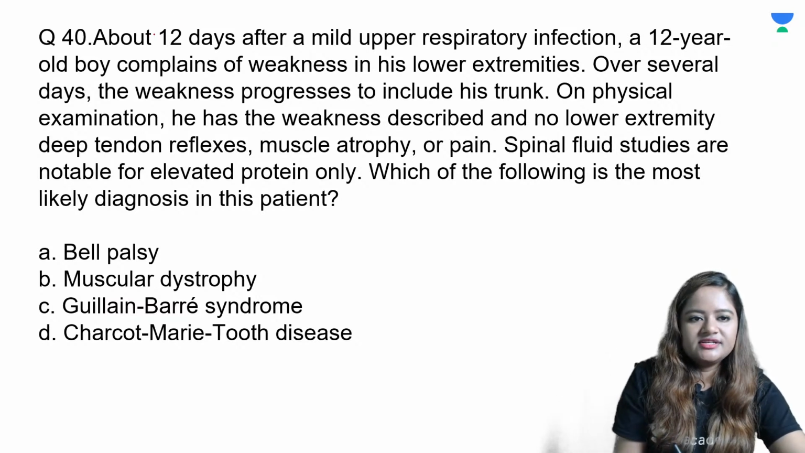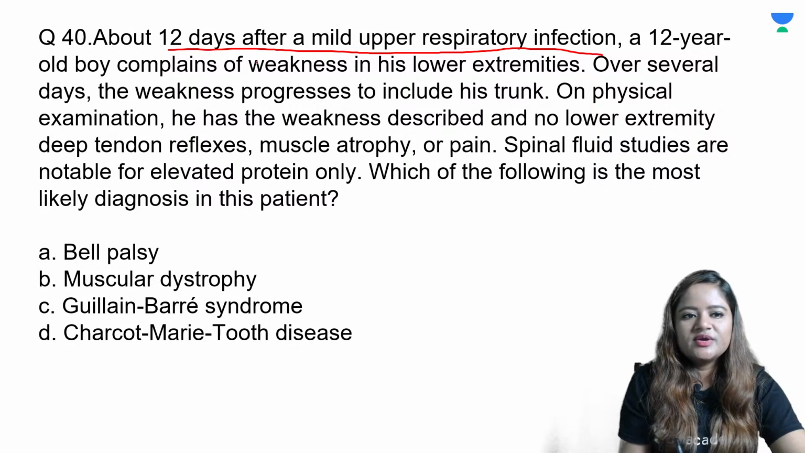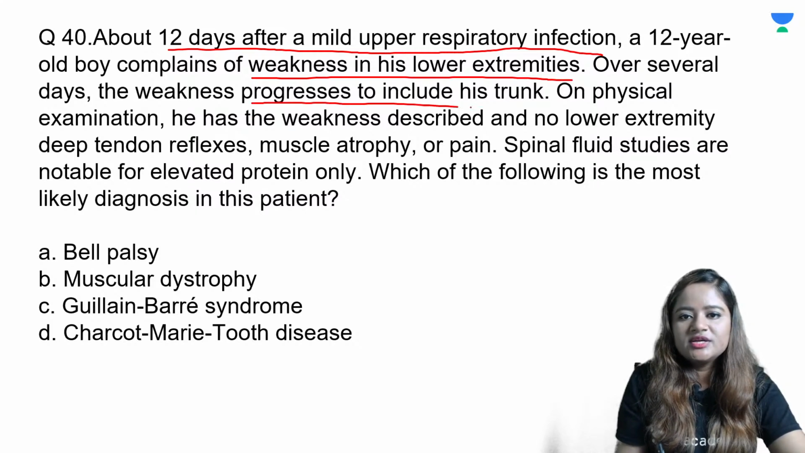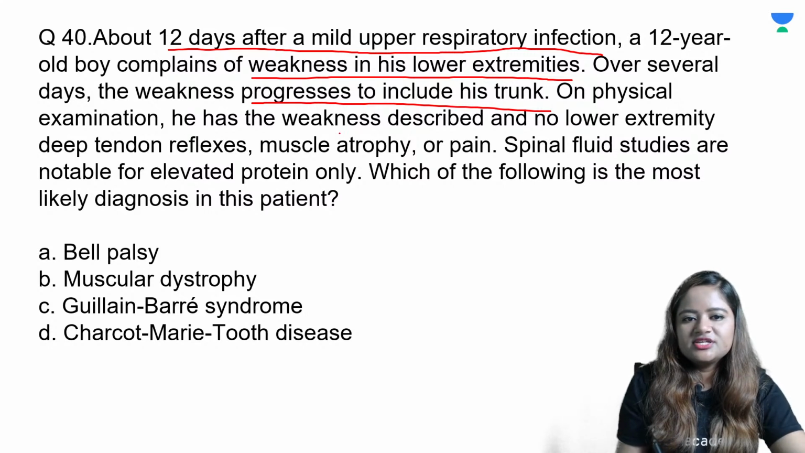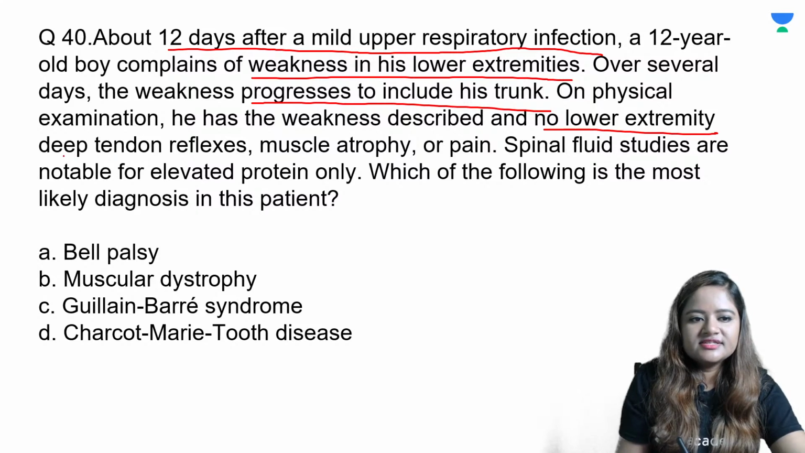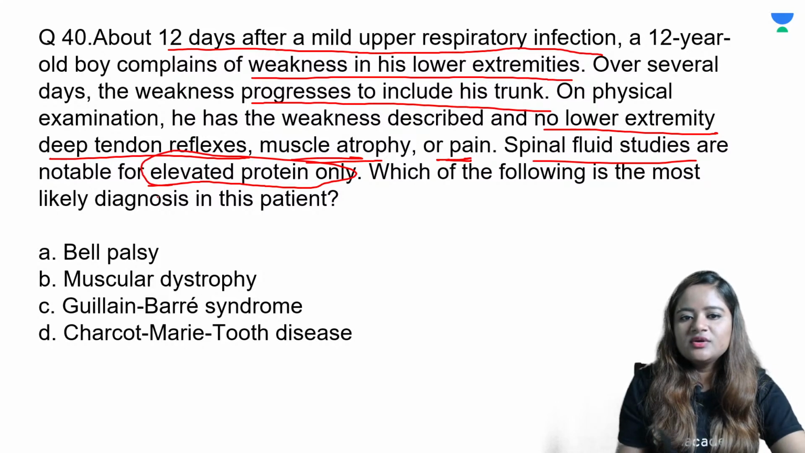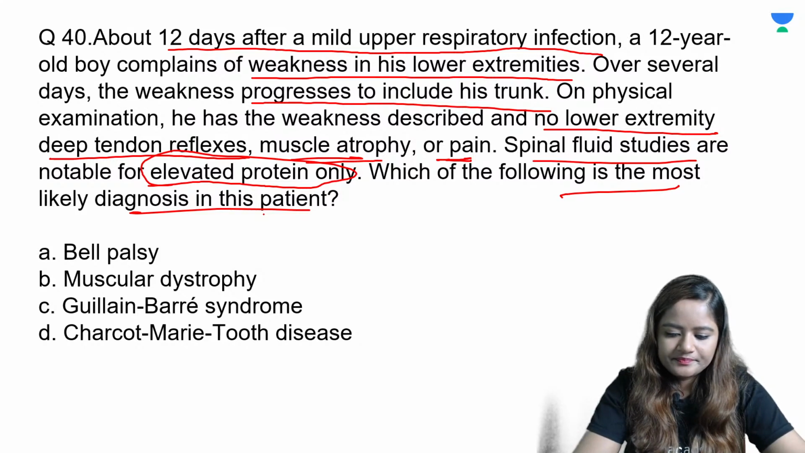Okay, question number 40. About 12 days after a mild upper respiratory tract infection, a 12-year-old boy complains that he is having weakness in his lower extremities. Over several days, the weakness progresses to also include the trunk. On physical examination, he has the weakness described and no lower extremity deep tendon reflexes are elicitable. There is no muscle atrophy or pain. Spinal fluid studies are done, which show elevated protein only. There is no increase in the TLC count. Which is the most likely diagnosis of the patient?